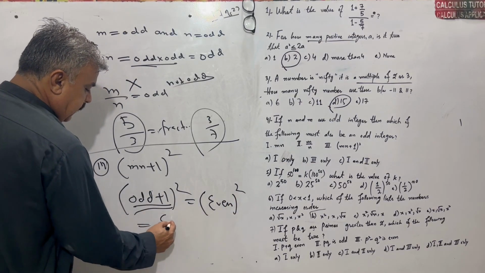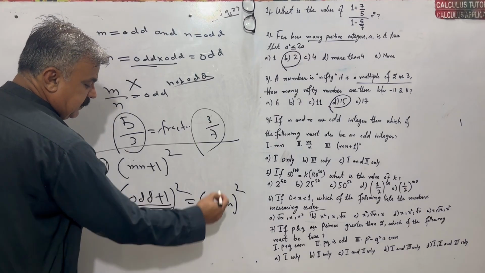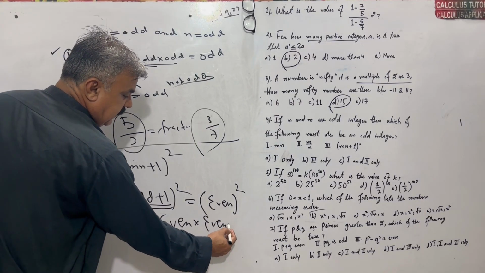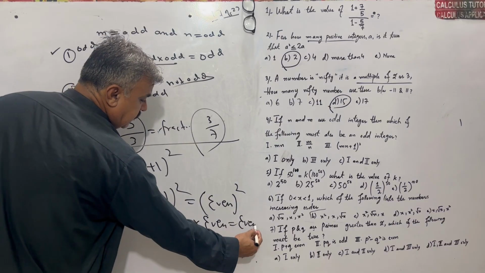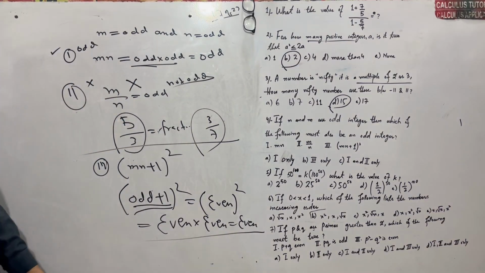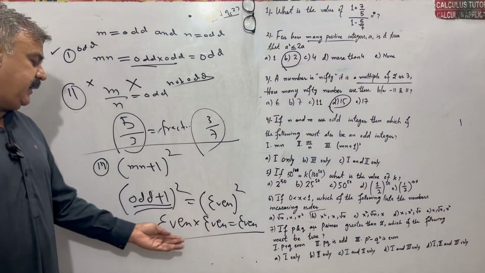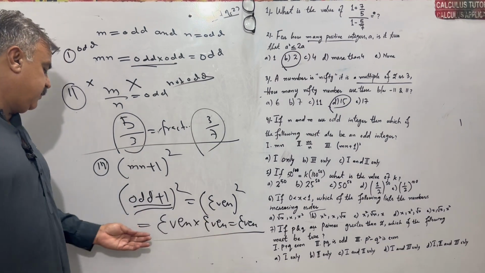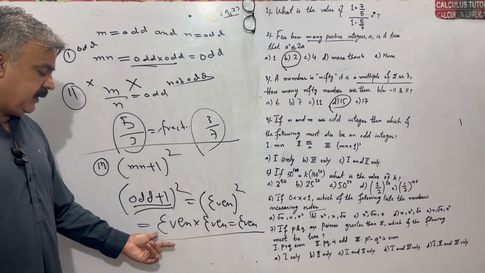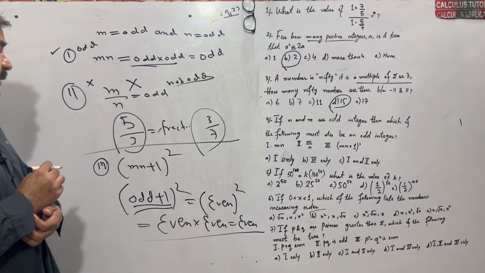And we are familiar, even squared means even times even, result is always even. Take any two even integers. 4 times 2 is 8, 4 times 6 is 24, 0 times 2 is 0. Even times even, result is even.